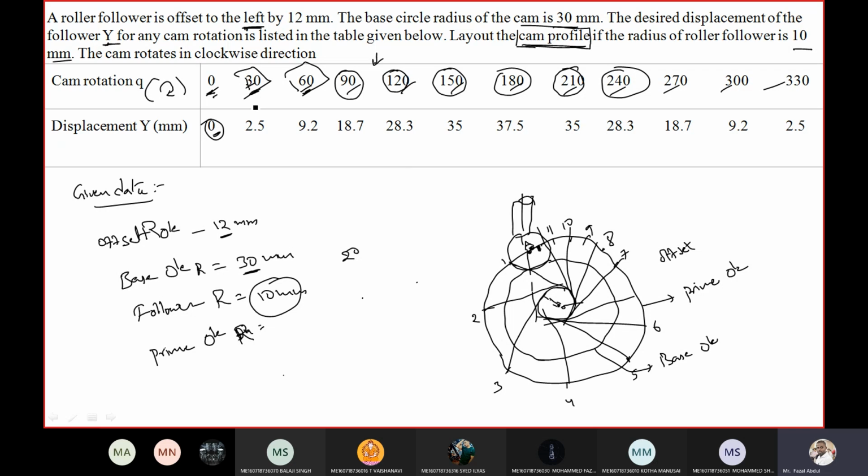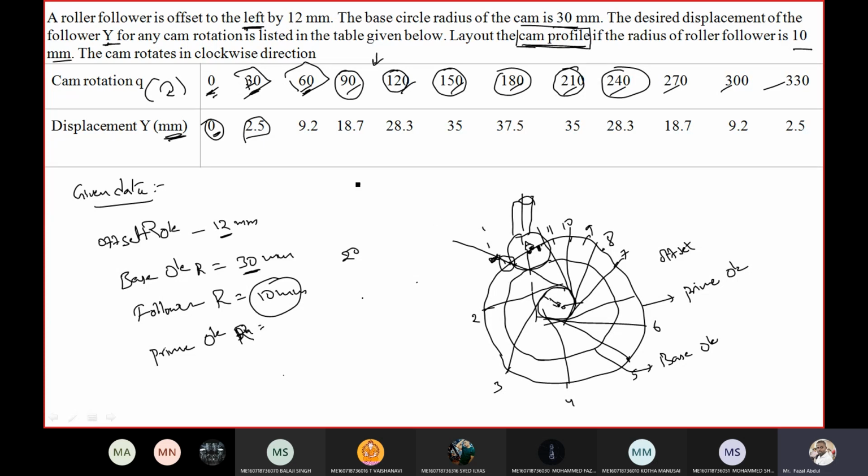Now for the first point, that is the 30-degree line, the displacement of point 1 is shifting 2.5 mm along the line. This is the first line, the 30-degree line. So point 1 is shifting from the original position by 2.5 mm. Measure 2.5 mm with the scale, place it here, and name it 1 dash.